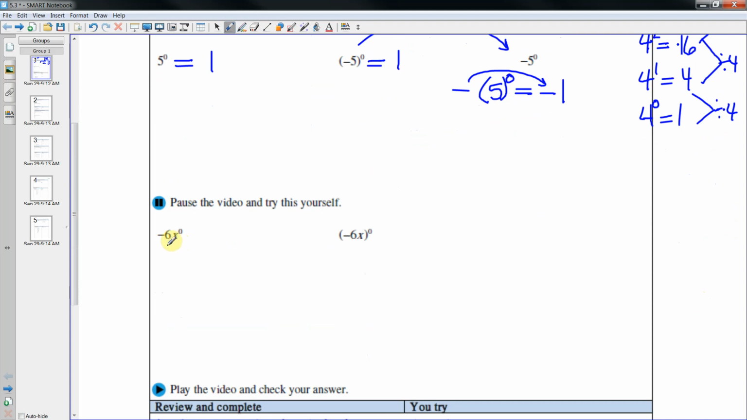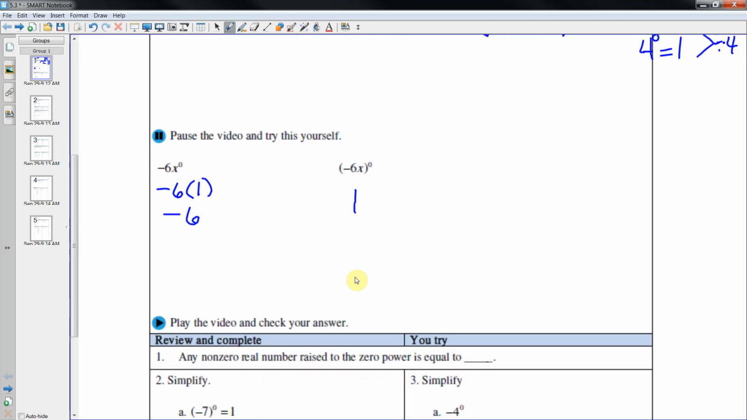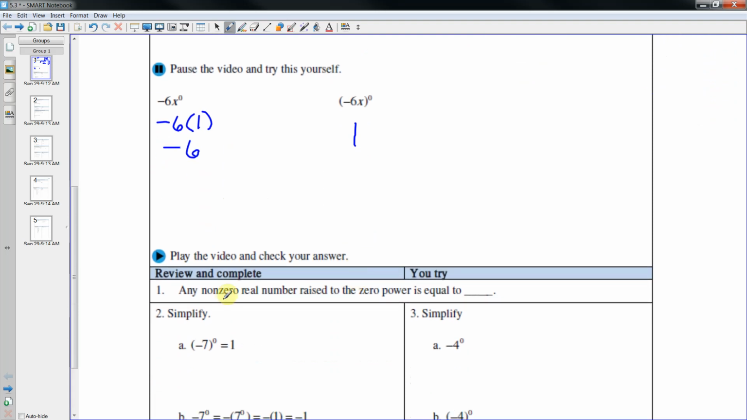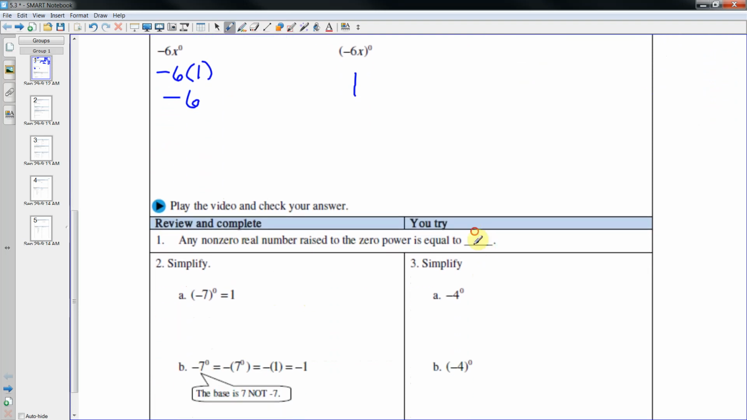Here's another example. Negative 6x to the 0 power. In this one, there are no parentheses, so the only base that's getting the 0 power is the x. The negative 6 is not affected at all. So it's negative 6, x to the 0 is a 1, so this would simplify to negative 6. Now, big difference if you have parentheses around that negative 6x. In this case, both the negative 6 and the x are getting the 0 power, and guess what they equal? A 1. Not very intuitive, but that's how it goes, because remember our pattern that we did. So any non-zero real number raised to the 0 power is equal to 1.